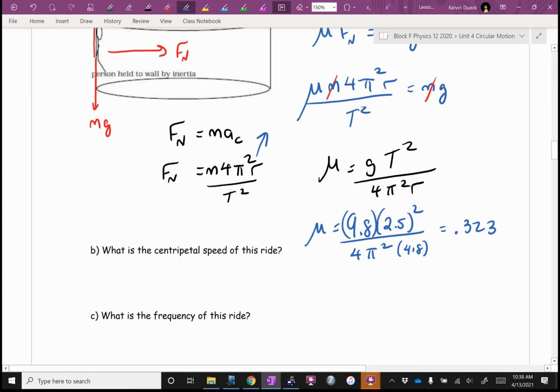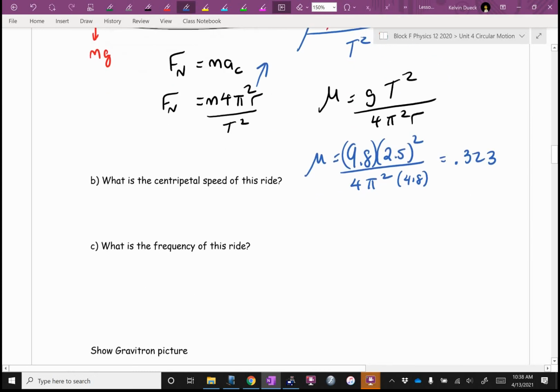Cool. Kieran, what does B want me to find? Speed. Is there an equation for circular speed in this unit on your formula sheet? There is. Is there an equation for centripetal speed on your formula sheet for this unit? There is. What? Kieran, what? V equals 2 pi r over the period.